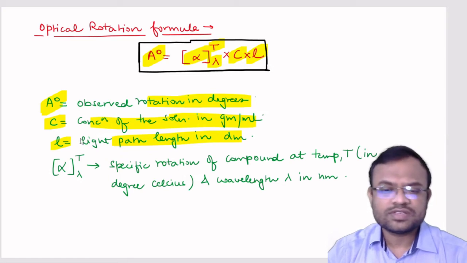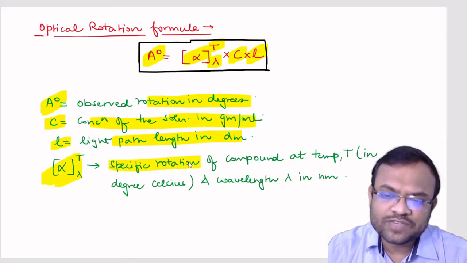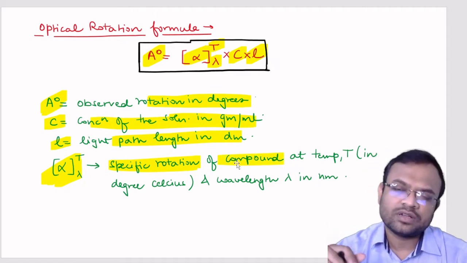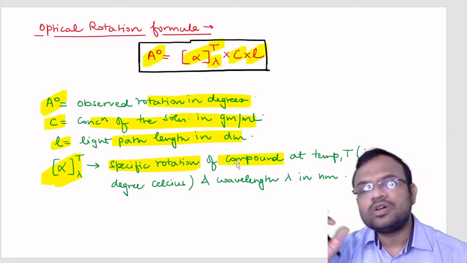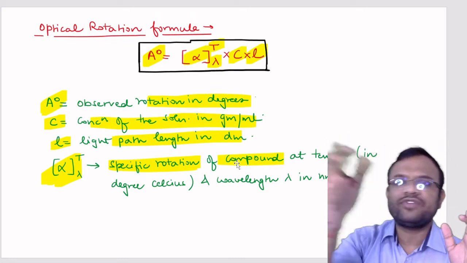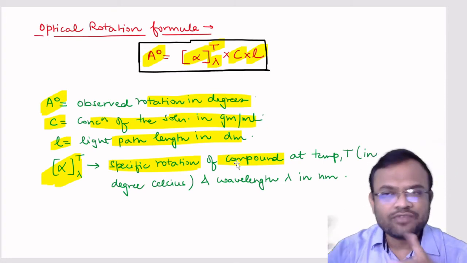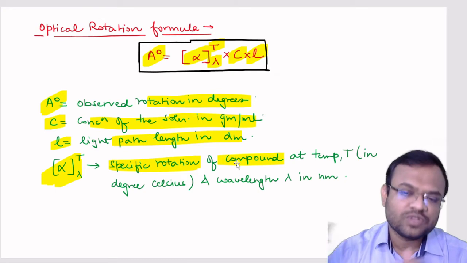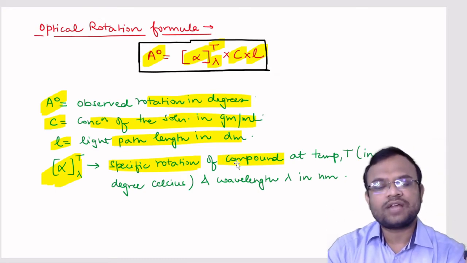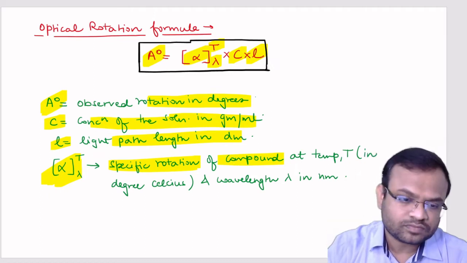Okay, and what is this alpha T lambda? Understand this: alpha T lambda is the specific rotation of the compound. This specific rotation should be constant at a given temperature and wavelength. If you change the wavelength and temperature, definitely this alpha would change. So alpha is specific rotation, A is observed rotation, C is concentration, and L is light path length. You should remember the units that you have to use with this.